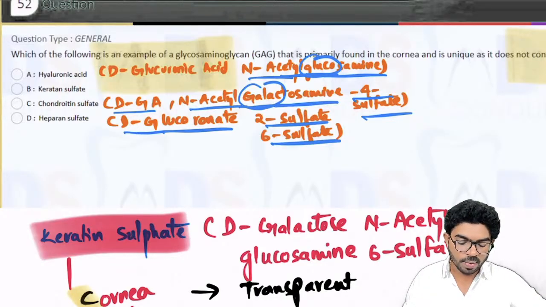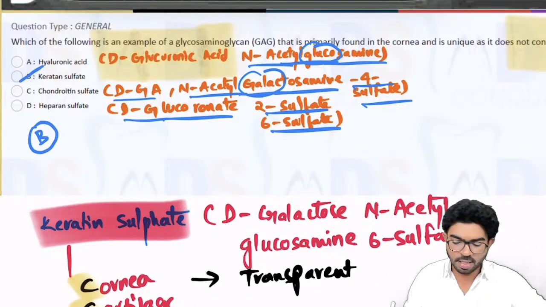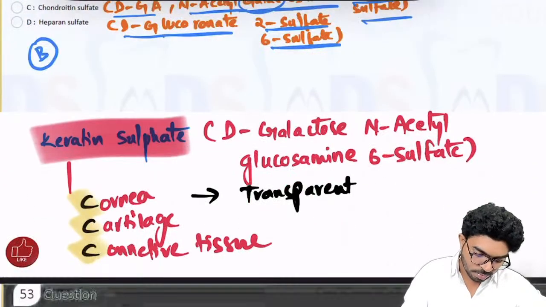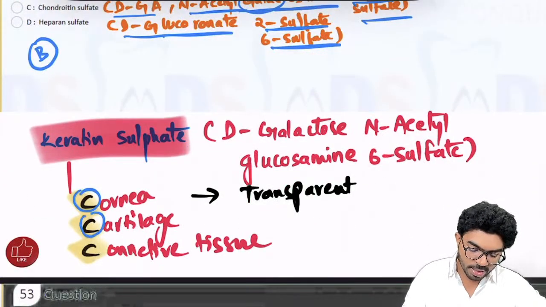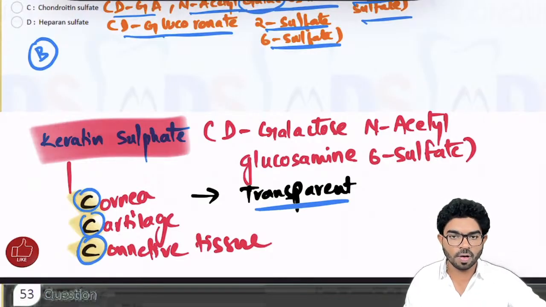Okay, so now the answer here is keratan sulfate. Keratan sulfate, of course, is present in the cornea. It is present in all the C's, that is cornea, cartilage, and connective tissue, and this helps in maintaining the transparency of the cornea.